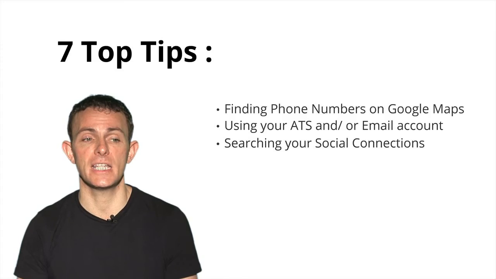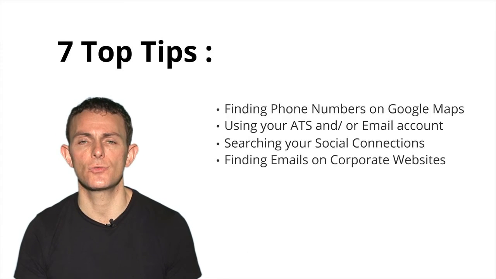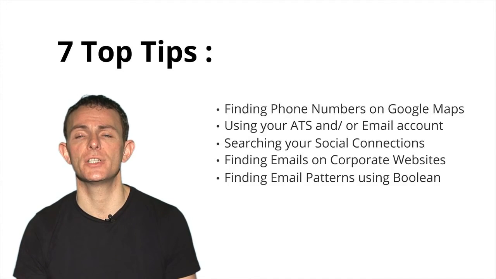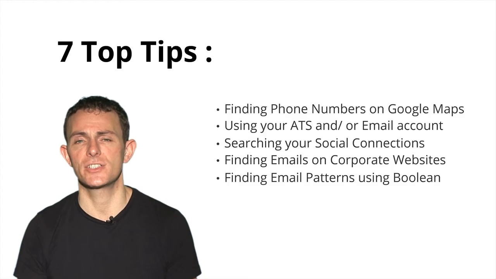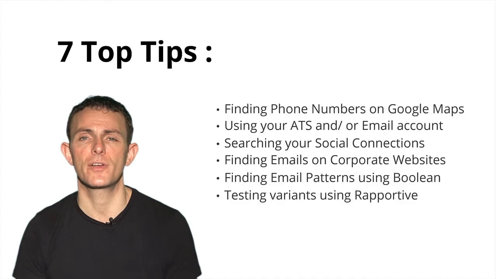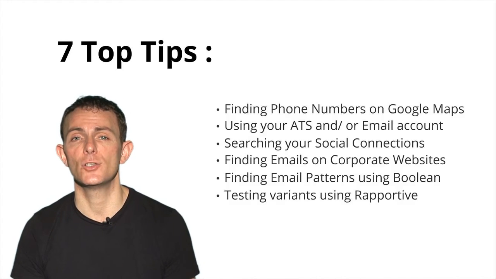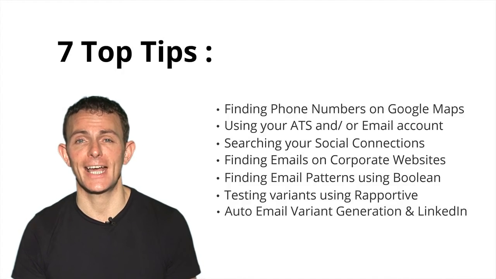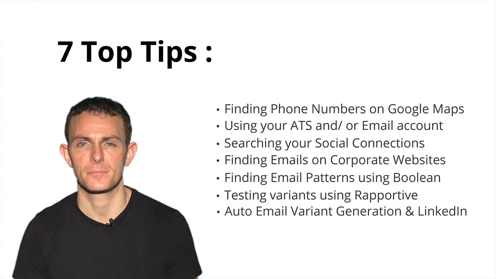We'll talk about how to find email addresses on corporate websites, so 2 ways to try and figure that out, and also how to find just in general email patterns using some Boolean search on Google. We'll talk about how you can test different variants of email addresses you might be guessing using a tool called Rapportive, which we've covered many times before. And then we'll give you a link to an auto email variant generation tool. So a tool that generates different versions of an email domain, and show you how you can verify that using an upload tool into LinkedIn. So I hope you enjoy these tips, hope they're practical, hope you find the candidate contact information you're looking for.